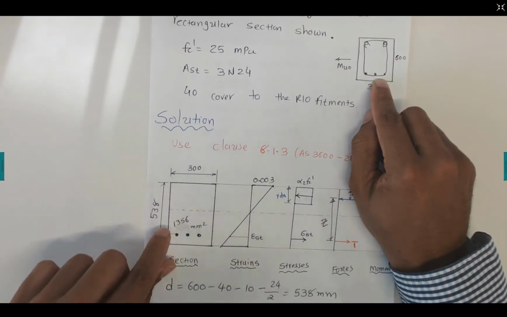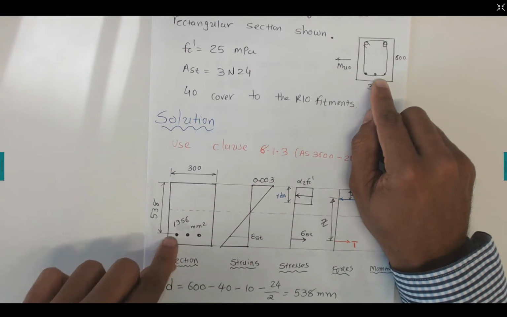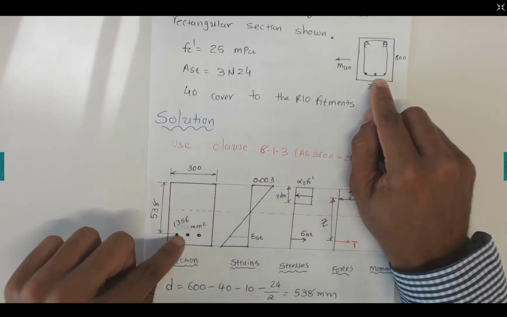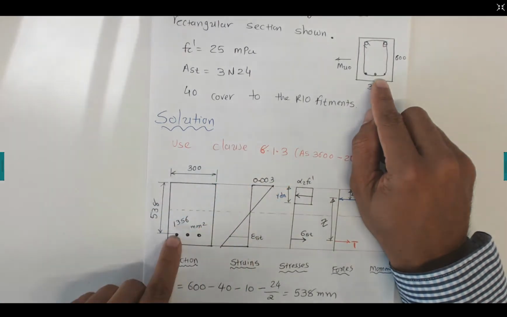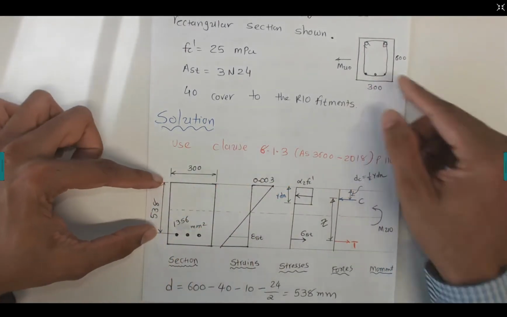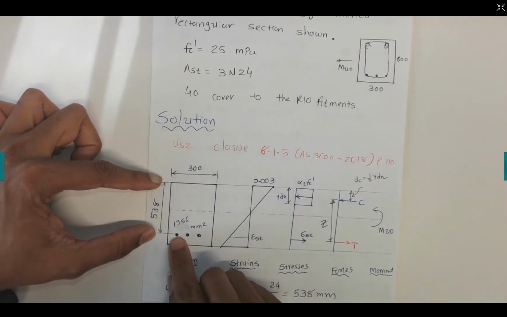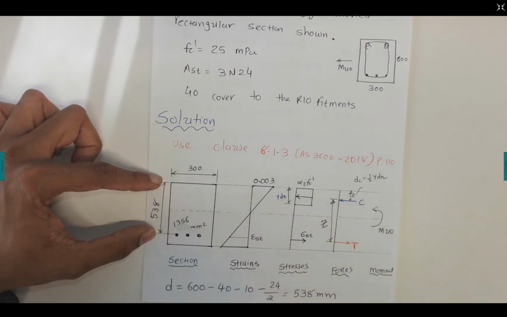from the top to the middle of the reinforcing bar. So we have 24 divided by 2, where 24 millimeters is the diameter of the bar. That's what we are dividing, so that will give us 538. So what we have done is we minus the cover, we minus the diameter of the fitments, and we take half the diameter of the reinforcement to get this 538.